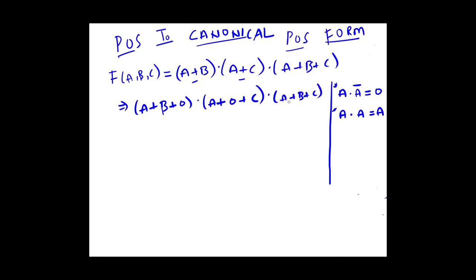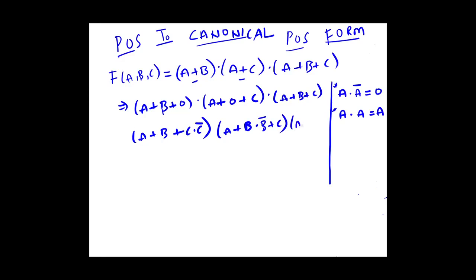Now in this case there is 0. In place of 0, you already know A plus A bar is equal to 0. So in this I don't have a variable C. So here I'll add plus C into C bar. In place of 0, I'm just replacing it with C into C bar. Next here A plus, in place of 0, I'm replacing it with B into B bar plus C.